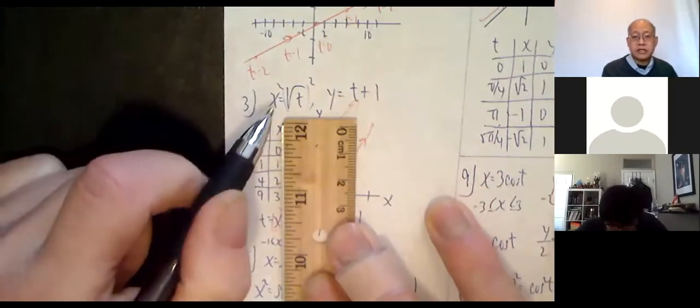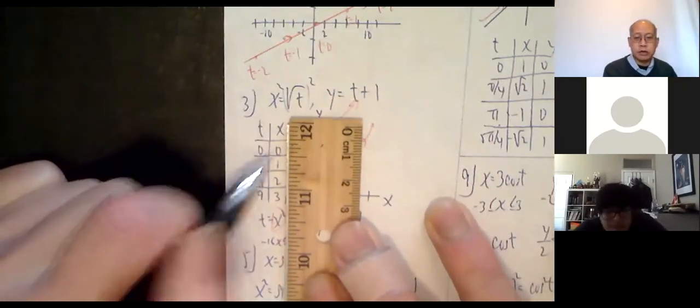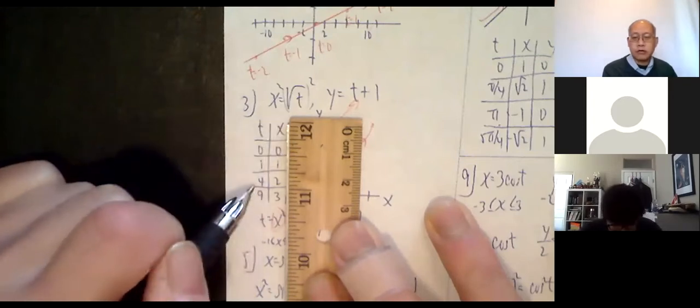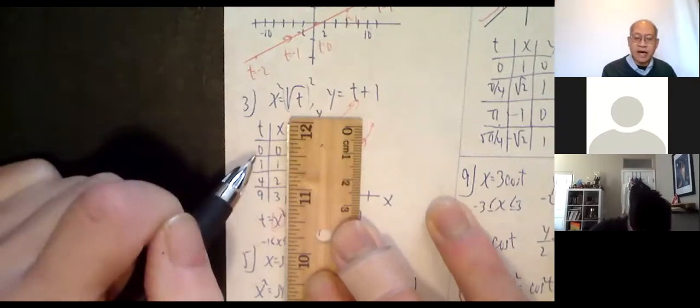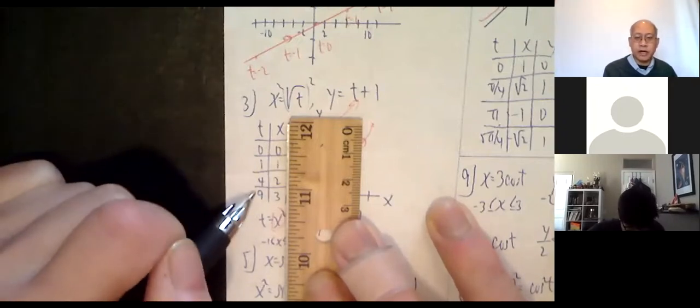Okay, so x is the square root of t. So square root of 0 is 0, square root of 1 is 1, square root of 4 is 2, square root of 9 is 3. That's the reason why I intentionally picked 0, 1, 4, 9, so I would get nice numbers.